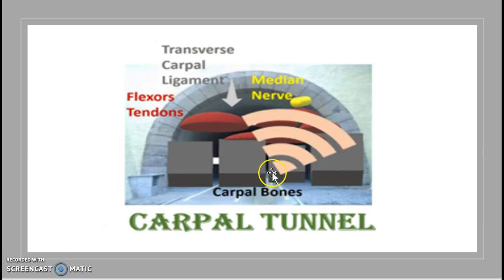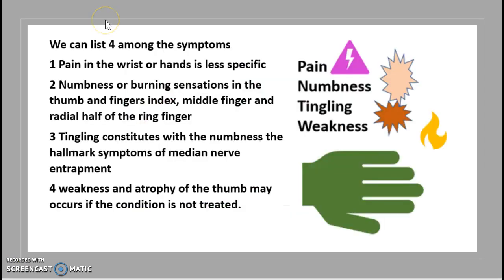Okay, so I like to think of these as waves, and basically what's going to happen to the carpal bones, you're going to push against the flexor tendons, and then the median nerve is going to get very tight as there's waves, compression, pushing up against it. So that's the way I like to look at this. And essentially there are 4 main symptoms that we can list. They're going to be pain, numbness, tingling, and weakness.